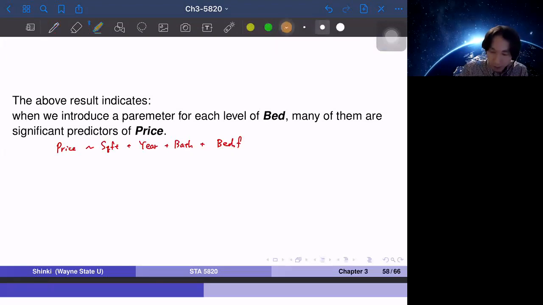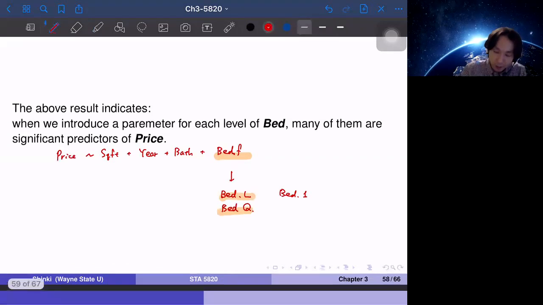actually I think the default in R is that we think about just the linear term first. I think the bet L or bet 1, I forgot what's the name, but at first I'll check the linear term. Then after that, I'll check the quadratic term, so bet Q or something. Then the third, we check the cubic term and so on. So basically, R assumes the number of bed and price relationship.